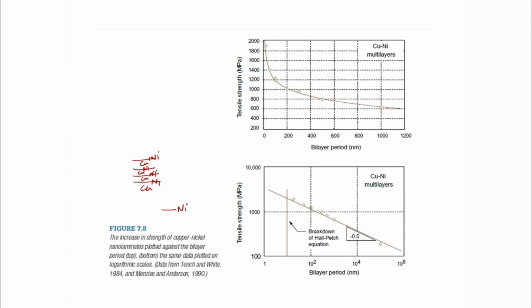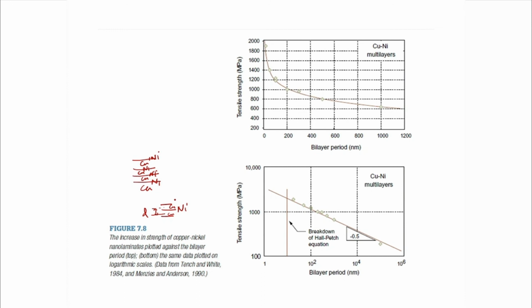If you deposit this kind of multilayer, and the bilayer period varies, what does bilayer period mean? Bilayer period means the distance from the center of this copper to the center of the next copper, with a nickel layer in between. That is D, the bilayer period. If tensile strength is plotted as a function of bilayer period, you can clearly see a tremendous increase of strength. But it has been observed that the equation breaks down below a certain value of bilayer period. So this is universal. Nanocrystalline copper, nanocrystalline nickel, bilayer copper-nickel, and many other materials show this equation breaking down. So the question is, why does it break down?